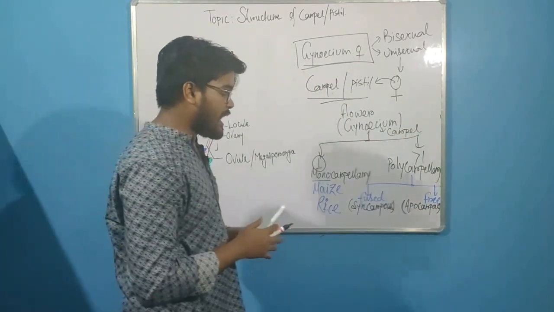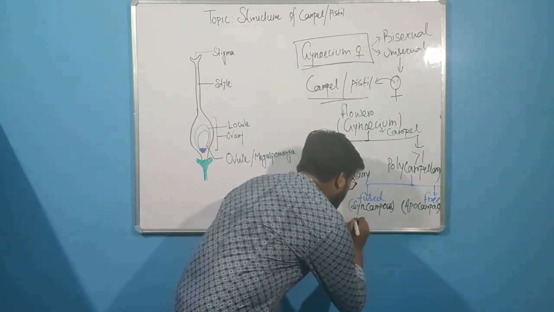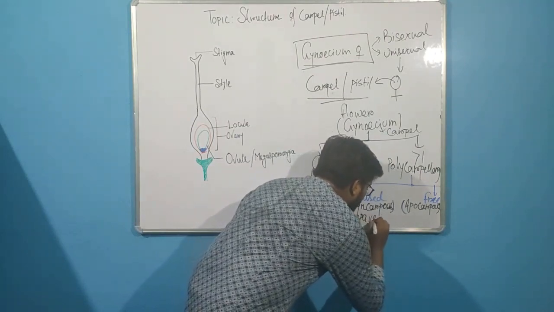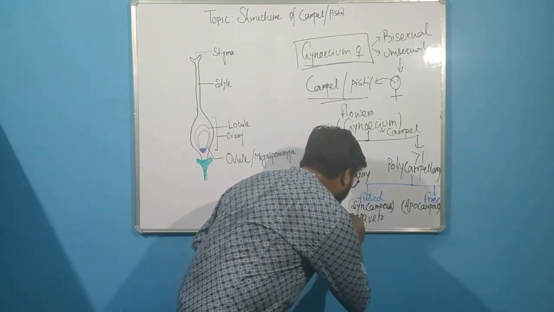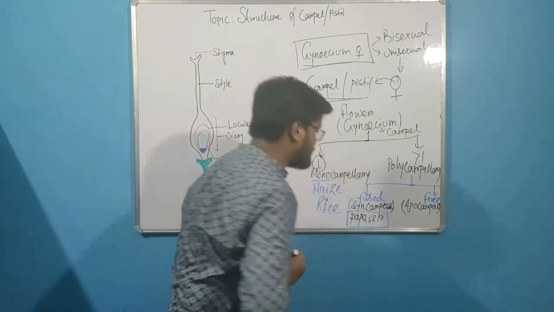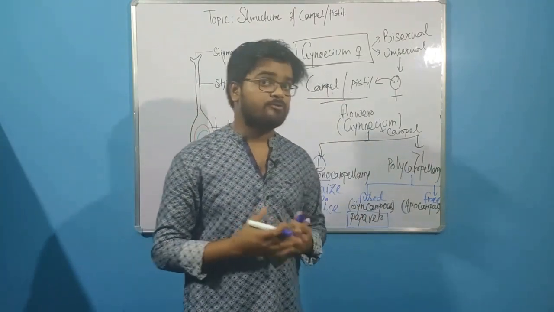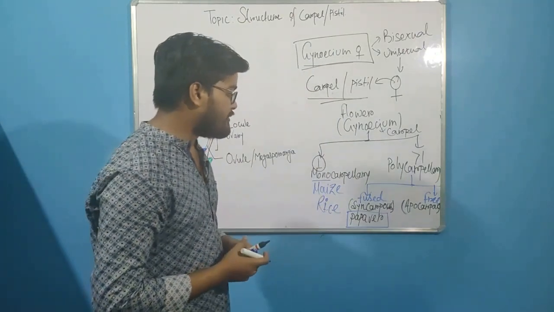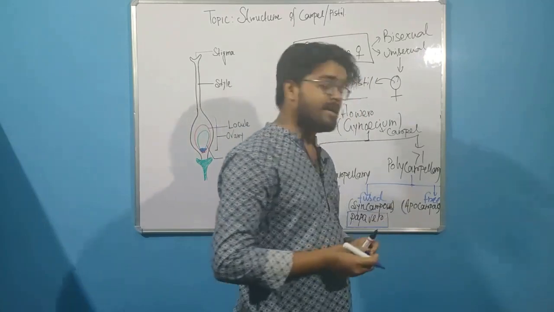The fused carpel we generally get in Papaver. Can you tell me some features about Papaver? Papaver is the scientific name of the opium plant, Papaver somniferum, opium. From there we are getting a drug, opioids. So Papaver somniferum, and syncarpous.